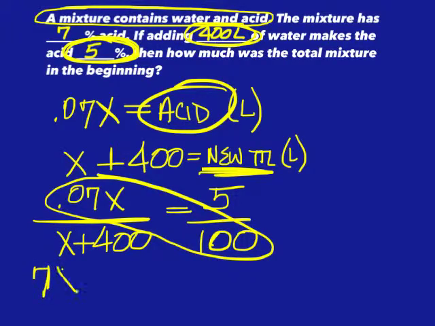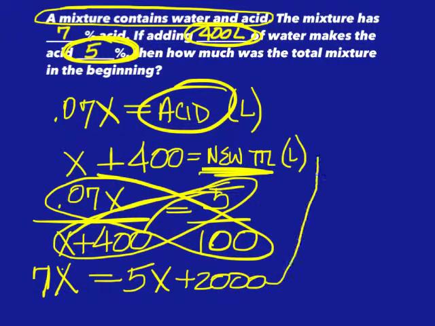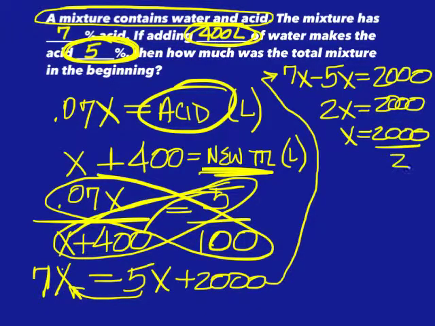That would be 7x equals, and then you distribute this 5 here to the x plus 400. It's 5x, that's 5 times x, and then 5 times 400 is 2,000. We have to solve this up here because I'm out of room. Move this 5x over and make it minus. 7x minus 5x equals 2,000. Subtract to get 2x, and then divide 2,000 by 2 to get 1,000.